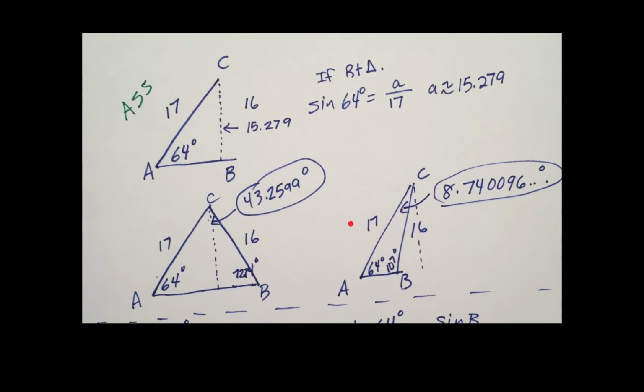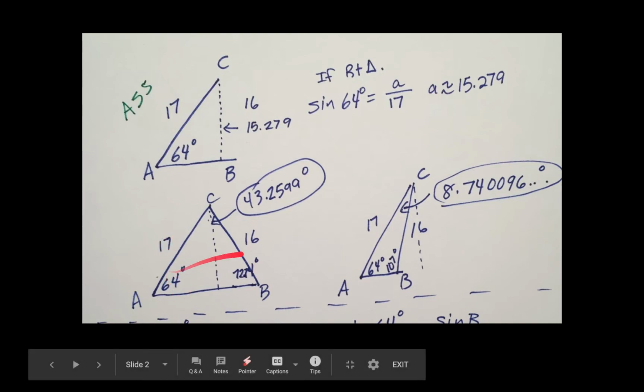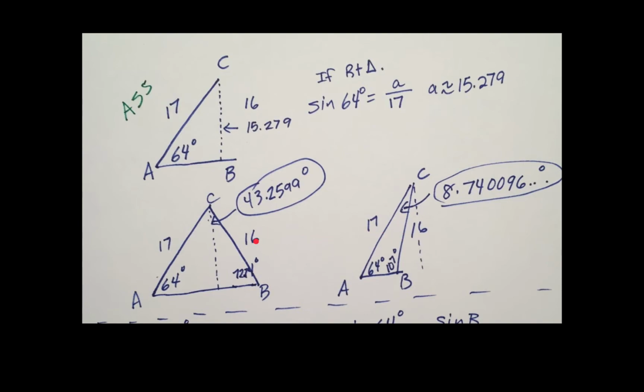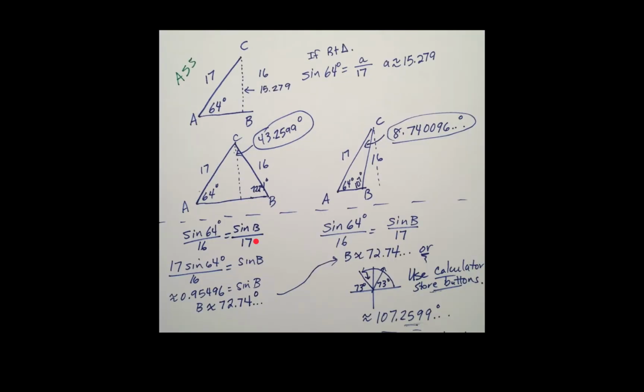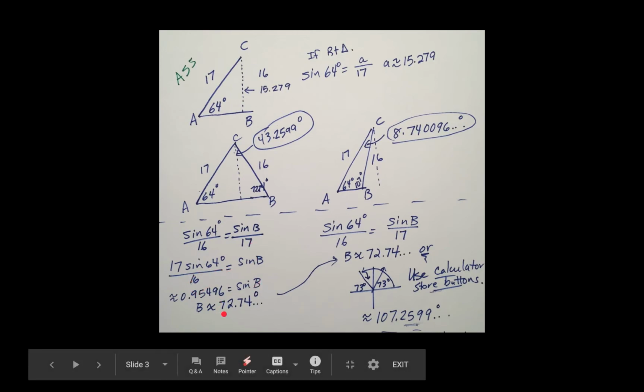We've got to solve both triangles. Now this part here is the same on both triangles. The 16 is the same on both triangles. We use the law of sines. Sine of 64 over 16 is equal to sine of b, which we don't know yet, over 17. When we solve this, we get b to be approximately 72.74 degrees. So I've got that written in here.